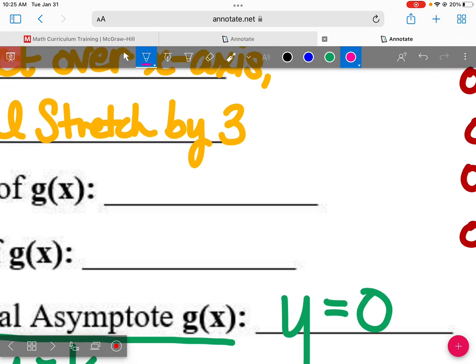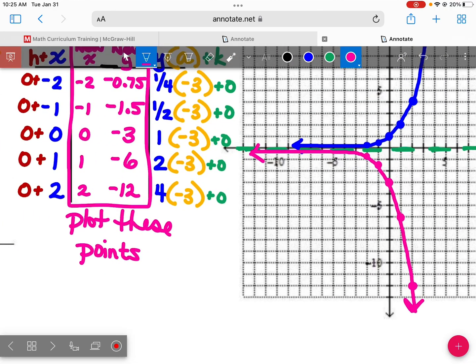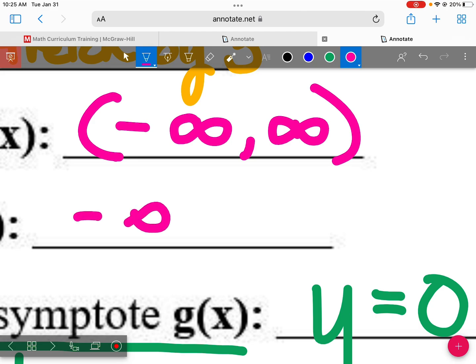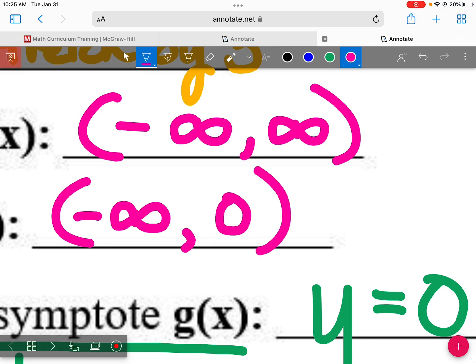What will our domain be? Negative infinity to positive infinity. All real numbers, yes. What's the lowest this graph ever goes? Negative infinity, right? Because I've got an arrow pointing down. So the lowest it ever goes is negative infinity. What's the highest this graph ever goes? 0. And we don't actually touch the asymptote, so I use a parenthesis there.